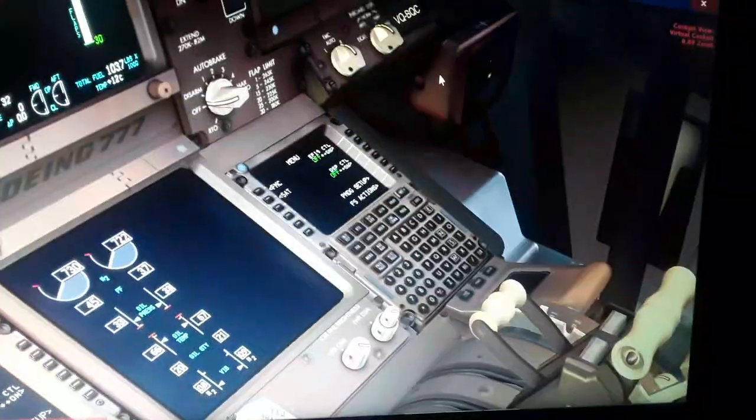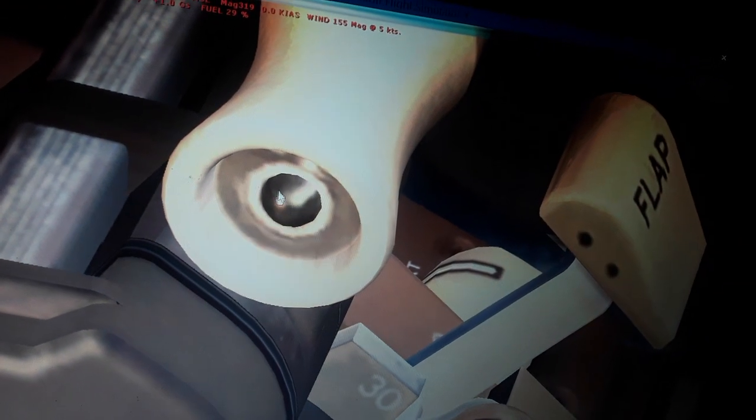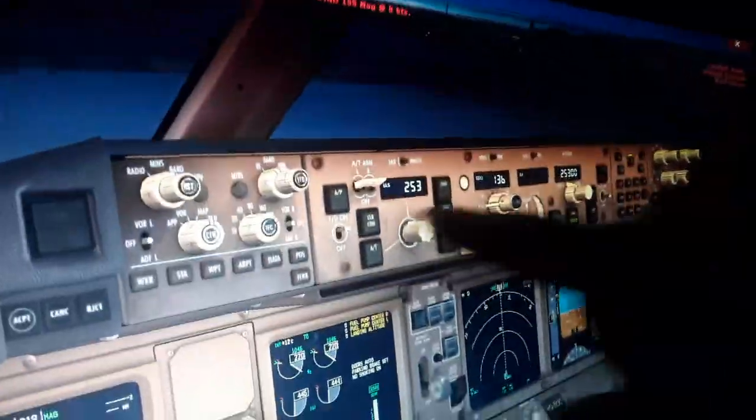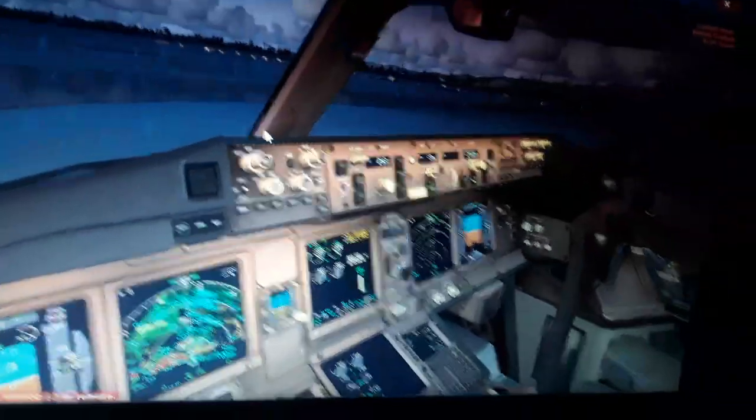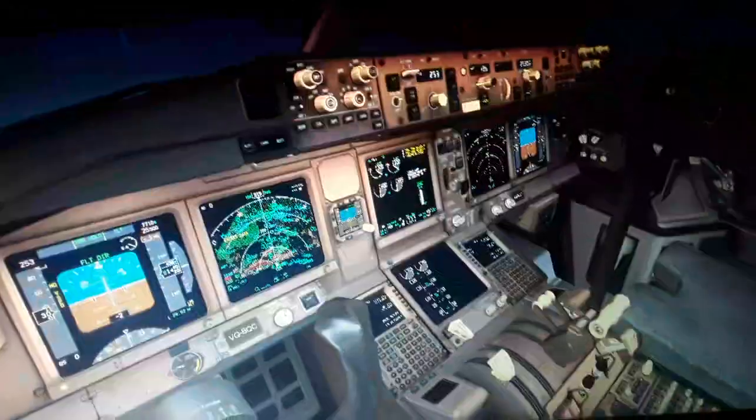You can also see the autothrottle disconnect switch over here. You press this switch in and you disconnect the autothrottle, the one you see over here, which is connected to the autopilot and the flight director system panel. So now we will see the upper and the lower ACAS.